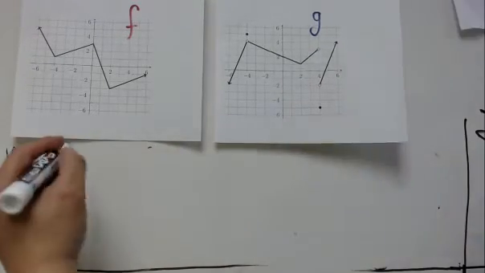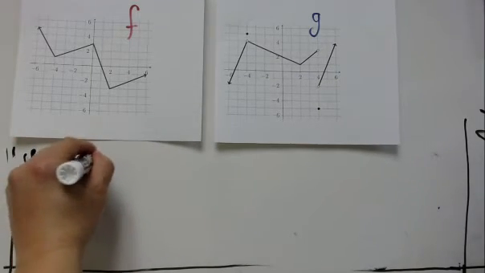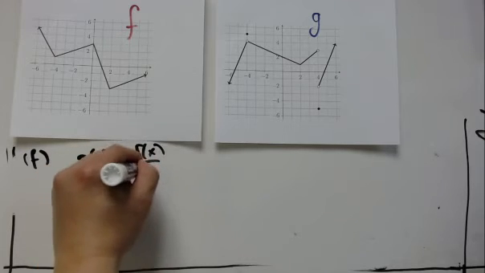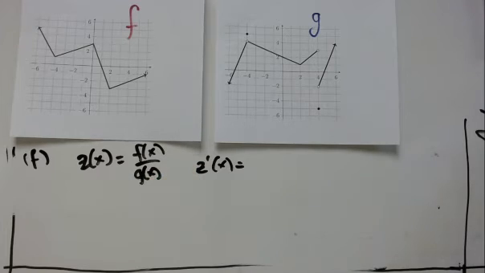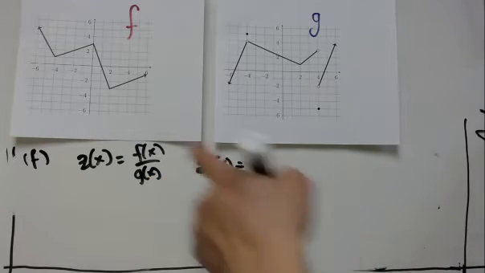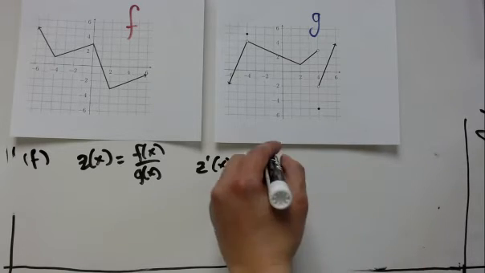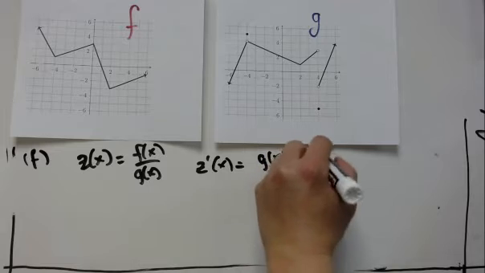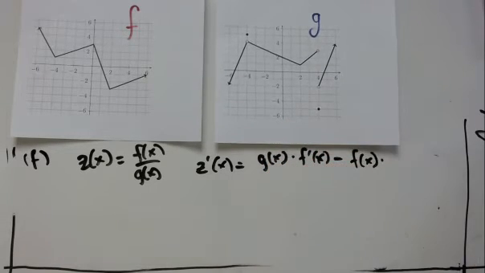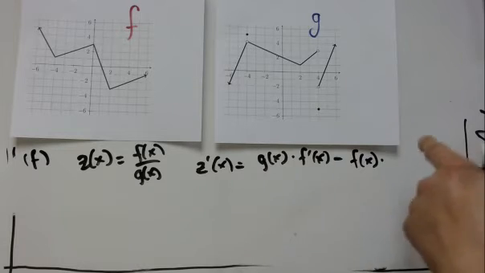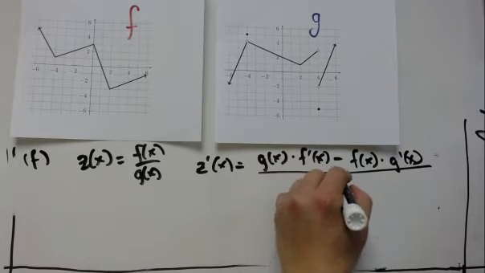Part F, ooh, same general idea. Here we're told that z of x is f of x over g of x. So then z prime of x requires the quotient rule, right? We don't just differentiate the top and bottom separately. This is not a L'Hopital's thing going on. So the bottom times the derivative of the top, so f prime of x, minus the top times the derivative of the bottom, all over the bottom squared, g of x quantity squared.